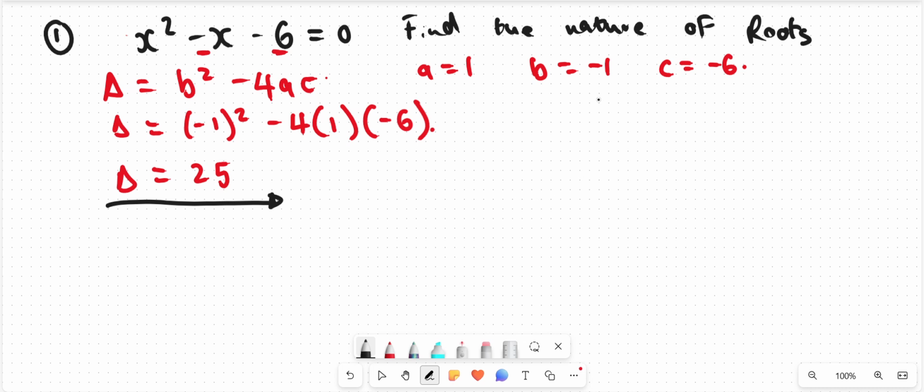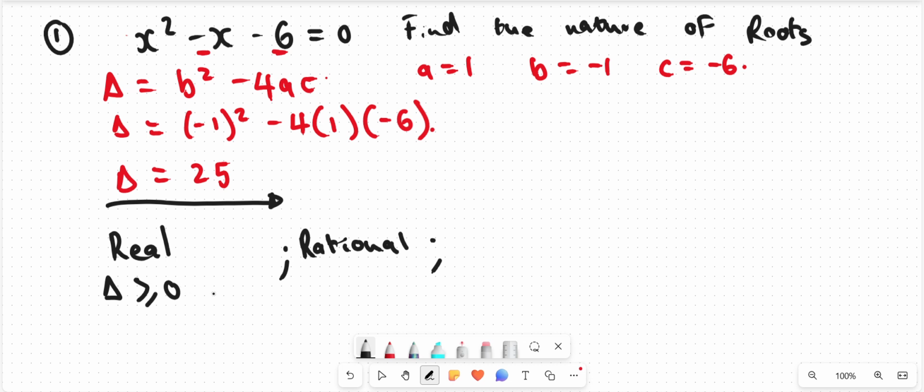So already I can tell that it's rational, right? But like I said, you cannot have a non-real rational number. There's no such thing. So this already tells me that this is real. And how do I know if it's real? Because the discriminant is greater than or equal to 0. It's in that range. How do I know it's rational? Because the discriminant is equal to a perfect square. Right? 25 is a perfect square.